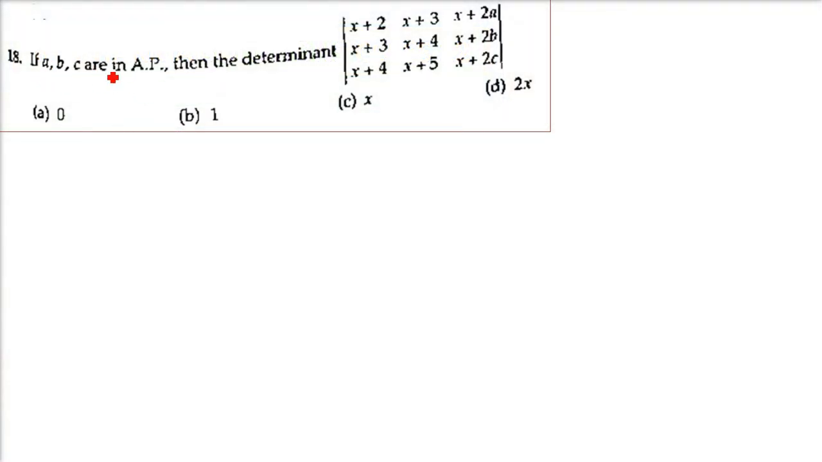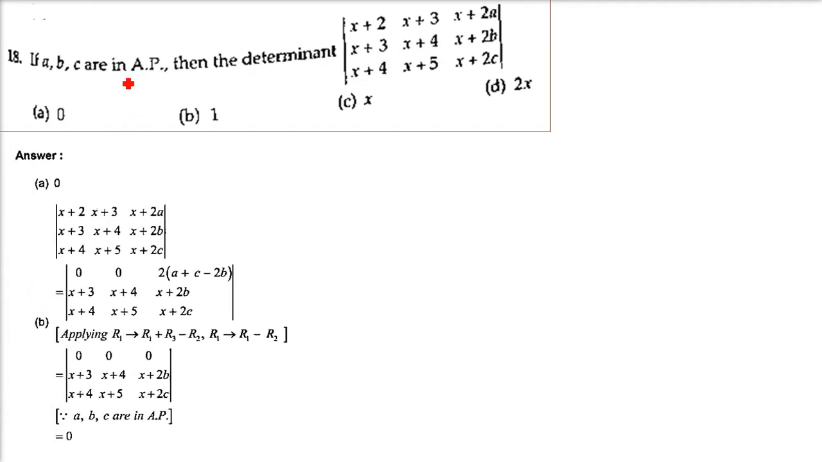If A, B, C are in AP, what does it mean? AP means arithmetic progression. So in this determinant, if A, B, C are in AP, that means twice of B is equal to A plus C. Essentially it is B minus A equals C minus B. So this becomes 2B equals A plus C. So we'll apply the property such that you get a 0 or the computation can be made easy.